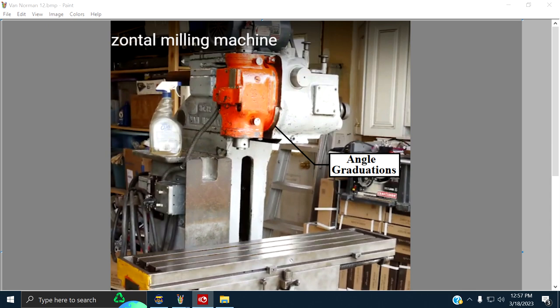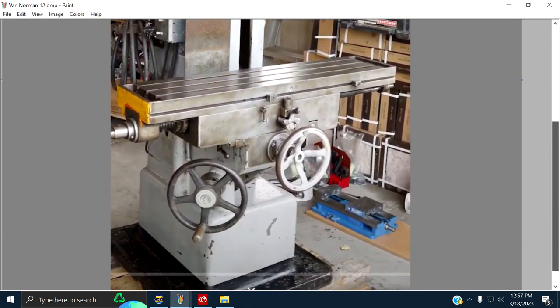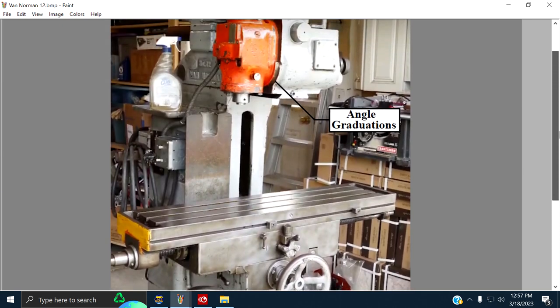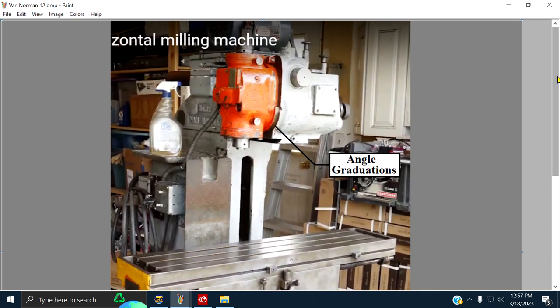I went on the web and found a picture of a Van Norman number 12. It's a vertical and horizontal milling machine. You see, it's a knee mill, right? And what he's talking about is that orange section. That's the vertical spindle on the machine. It doesn't telescope. Follow the mouse. See that mouse? That spindle is fixed, right? It can tip on an angle, but it can't telescope. It doesn't have a quill, like he said.